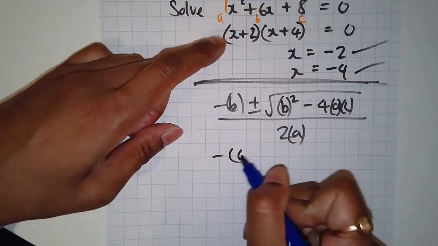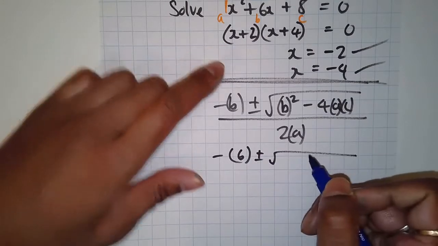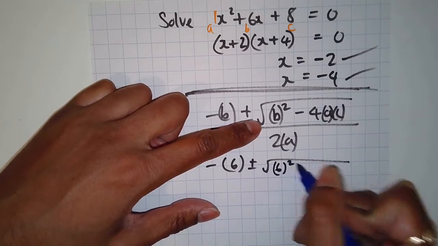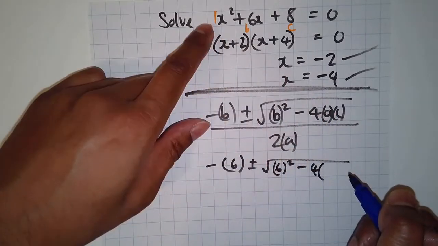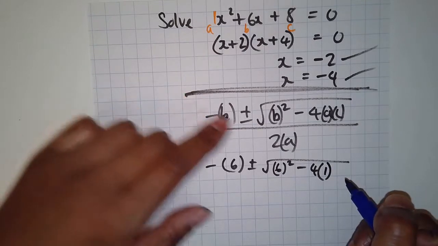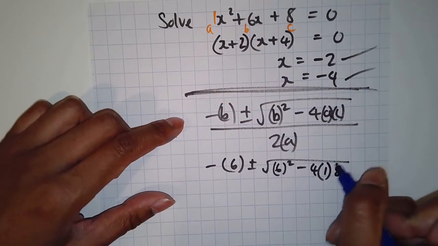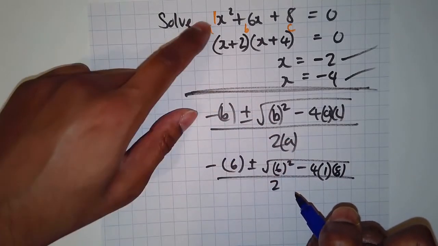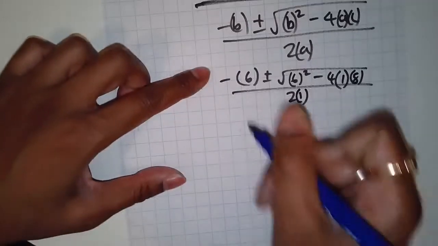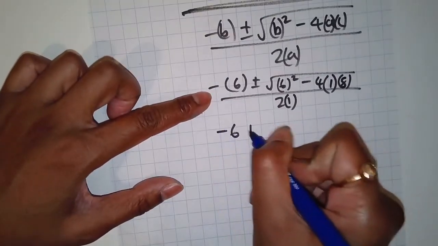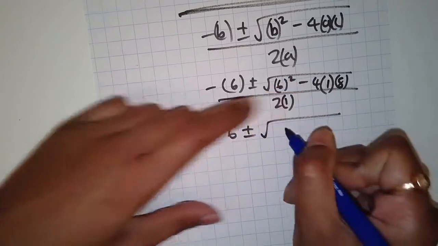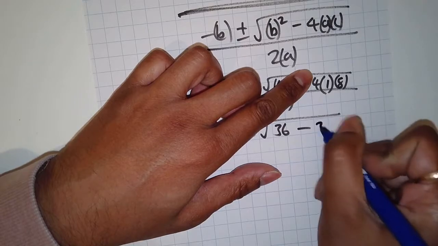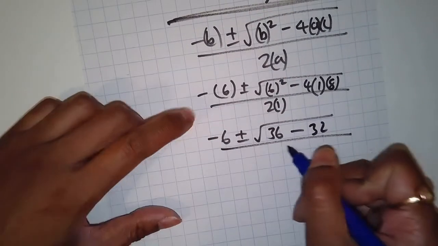B is what? 6. So that'll be 6 squared. A is equal to what? 1. And C is equal to 8. All over 2 times what? What's A equal to? 1. Let's simplify this. 6 squared is 36 minus 4 times 1 is 4, 4 times 8 is 32. All over 2 times 1 is 2.